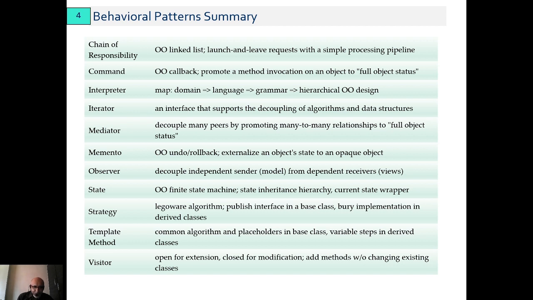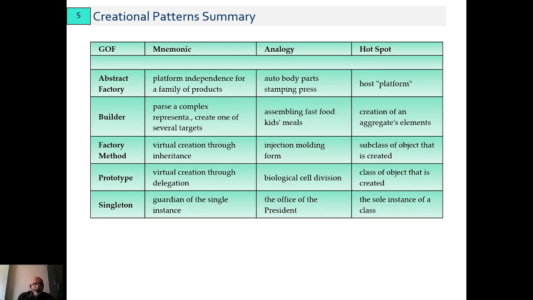State, strategy. Now strategy deals with the algorithm, right? It deals with the algorithm, and it is the interface which takes this particular algorithm to the derived class. Template method, which indicates common algorithms and the placeholders. We have used templates, isn't it, in OO programming. Then visitor, that is open for extension. So let us go now with the summary.